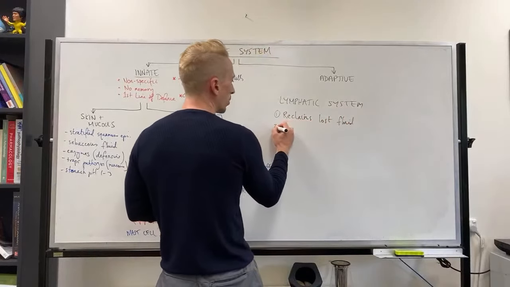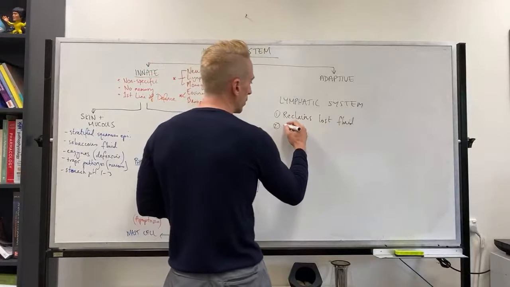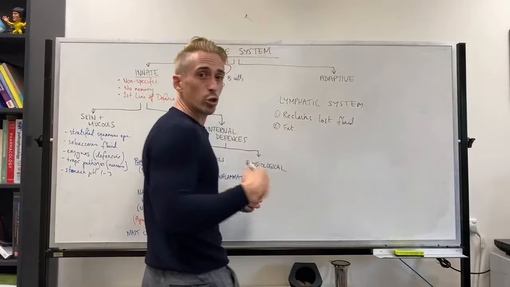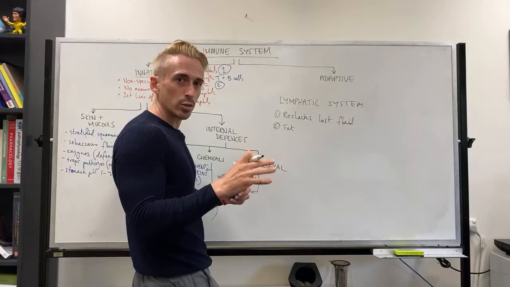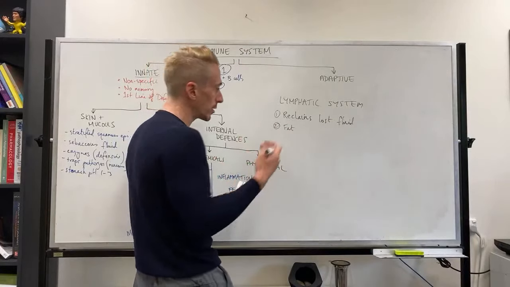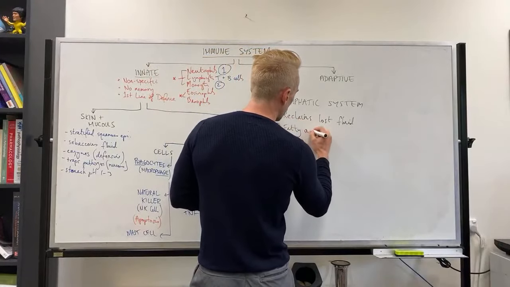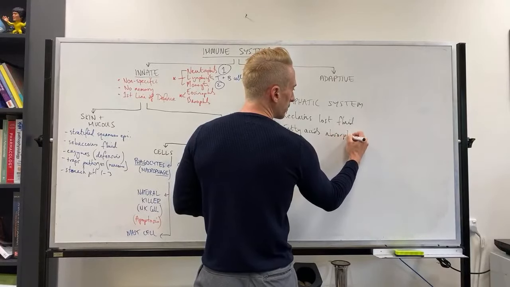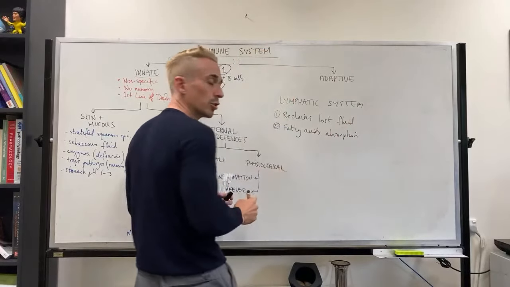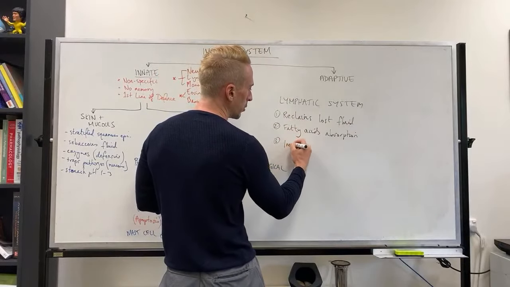The second role it plays is it's actually the main site where fat gets absorbed. So usually glucose, which is part of carbohydrates, gets absorbed into the bloodstream. Amino acids are absorbed into the bloodstream, but fatty acids, well, they get absorbed into the lymph. So that's its second function. Its third function, which is going to be its role today, is an immune function.